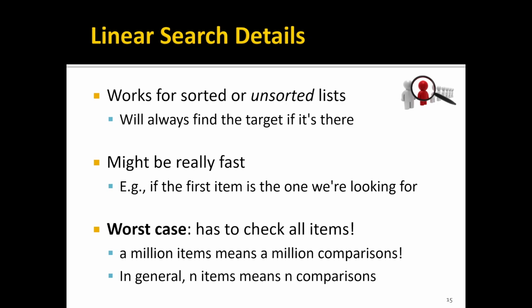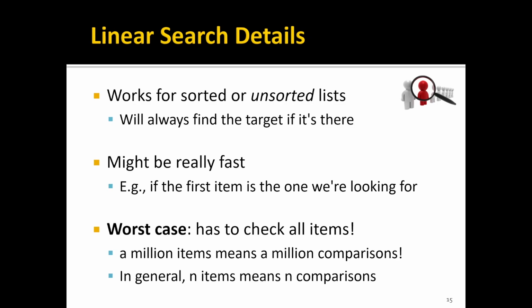We have to do n total comparisons. So if we have 100 items, we'll have to do 100 comparisons. If we have 1,000,000 items, we'll have to do 1,000,000 comparisons. The best case is that the item is at the front of our list, in which case if we have 100 items, we only have to do one comparison. We have 1,000,000 items, but the item's still at the front of that list, we still only have to do one comparison. On average, if the item is there, we expect to do n over 2 comparisons.